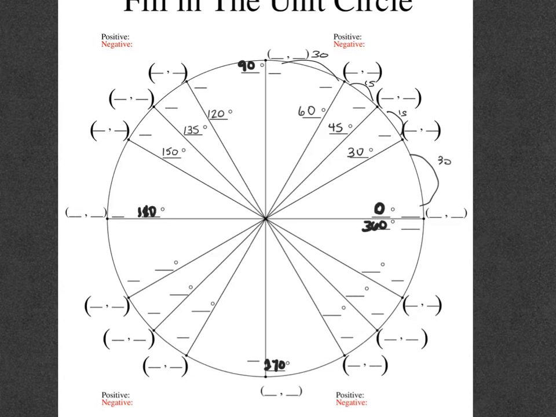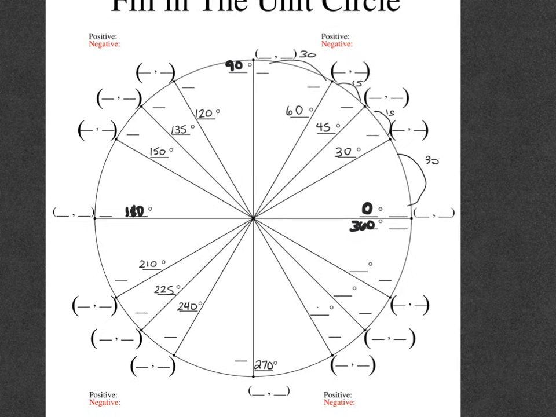Do it again. Add 30, I get 210. Add 15, 225. 30, 15, 240. 30, and I get the 270, which that's really hard to read. And last time, 270 plus 30, 300, 15, 315, 15, 330, back to the 360. Good so far.